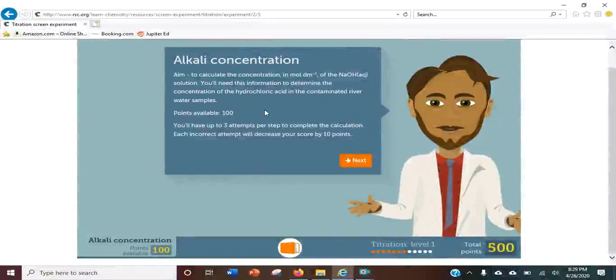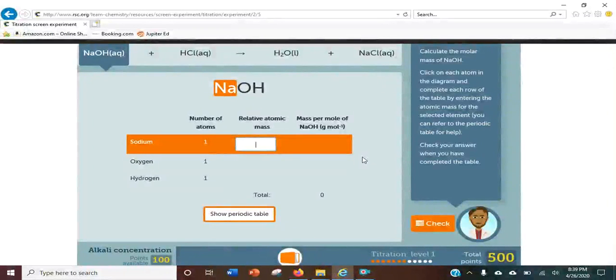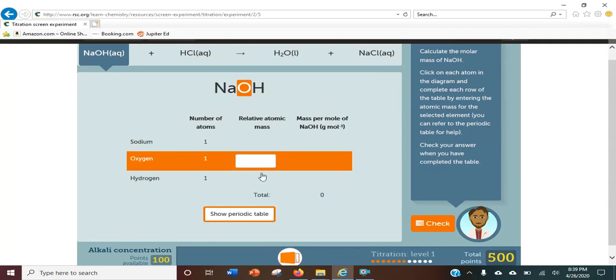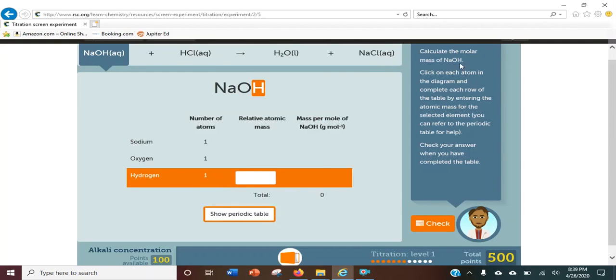After you made the solution, now you have to figure out the concentration of that sodium hydroxide, which is your base. You need this information to determine the unknown concentration of the acid in the river. This time you have 3 attempts per step in this section, so the lowest score you get is 70 out of 100. Here they ask you to calculate the molar mass of NaOH. You do this by adding up the atomic masses of each element in the chemical formula of sodium hydroxide. They give you a periodic table. Keep in mind the atomic masses are the top numbers. The bottom number is actually the atomic number, so don't confuse it. You're going to type it into these blanks here, and it will give you the total molar mass of sodium hydroxide. You're then going to use that to calculate the moles of sodium hydroxide, which you then use to calculate the concentration of sodium hydroxide. I'm going to let you complete this section on your own. So pause the video. Once you complete the section, I'll show you how to do the setup for the titration.